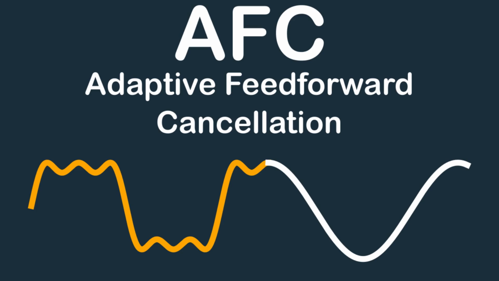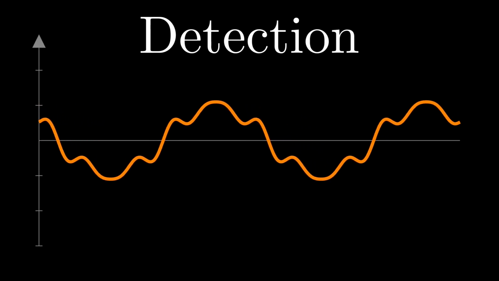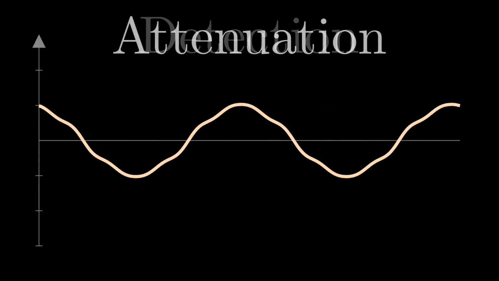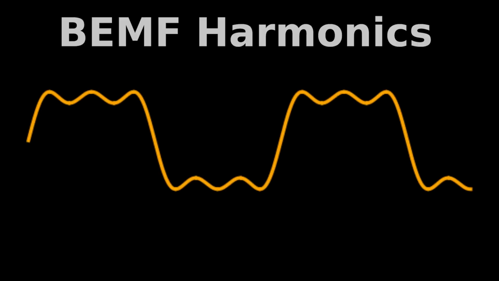Today, I'm going to go over a pretty cool algorithm. Its job is to detect harmonics, find out how big they are, and try to attenuate them. We're going to look at how to implement this algorithm to handle back EMF harmonics in permanent magnet motors.